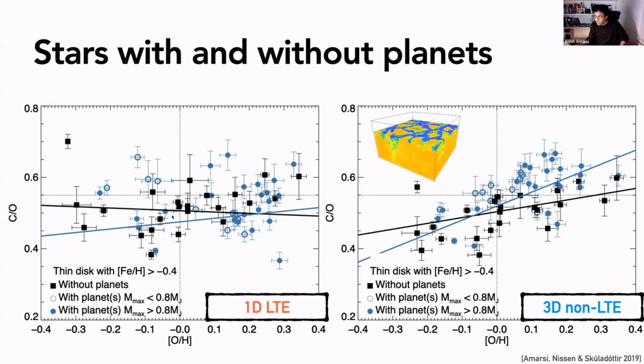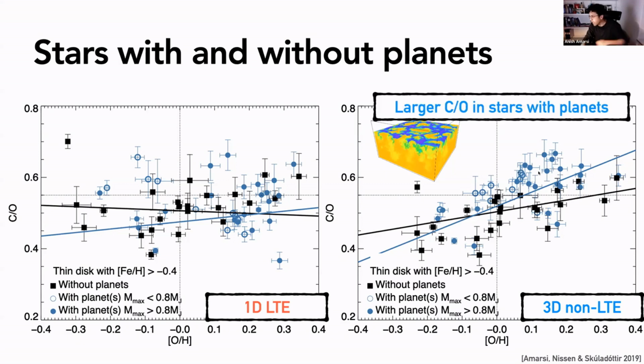And on the left, we see the two populations, if you like, kind of overlapping. You cannot distinguish them. On the right, you see a hint that the stars with planets tend to have larger carbon to oxygen ratios. And you only see this in this case when you're using this more advanced modeling.